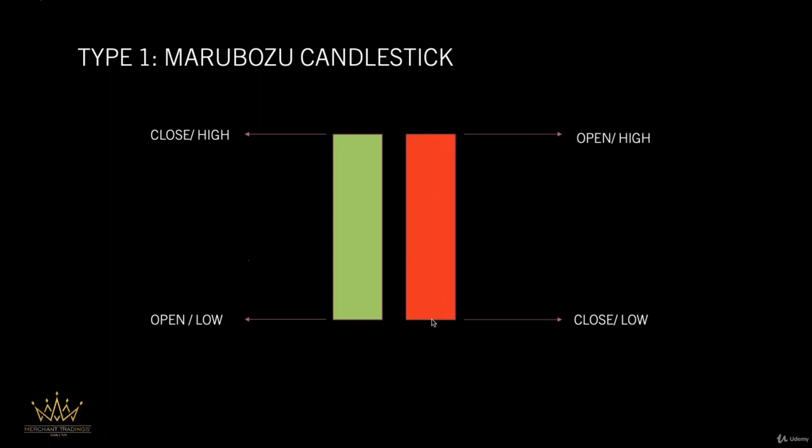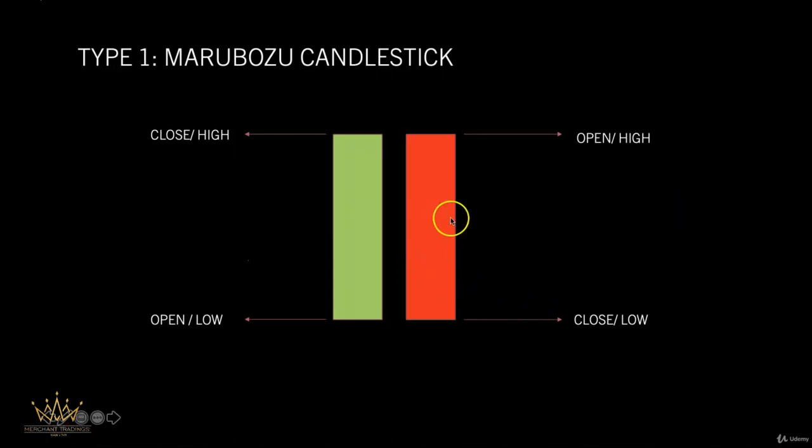Remember this point, if these two candlesticks are formed, then only we are going to place our trade. If this bullish Marubozu candlestick is formed, then we are going to place our trade for call. If this bearish Marubozu candlestick is formed, then we are going to place our trade for put.